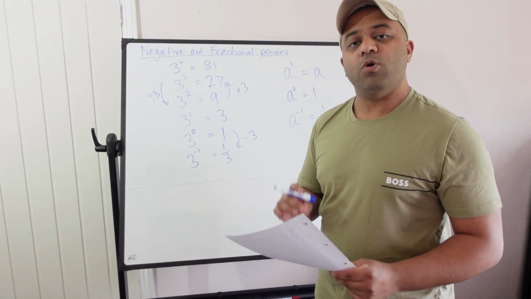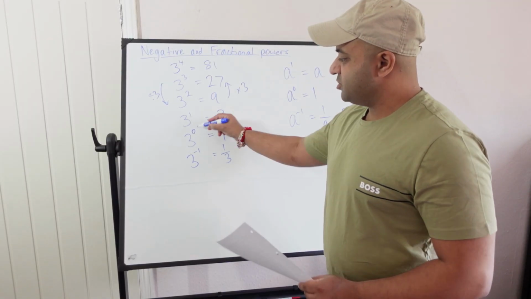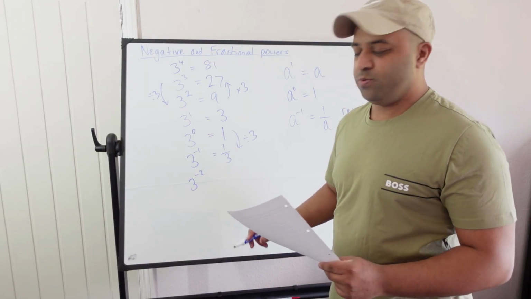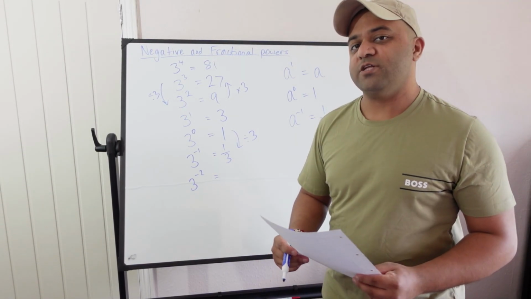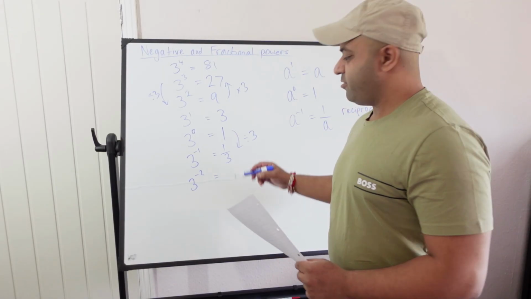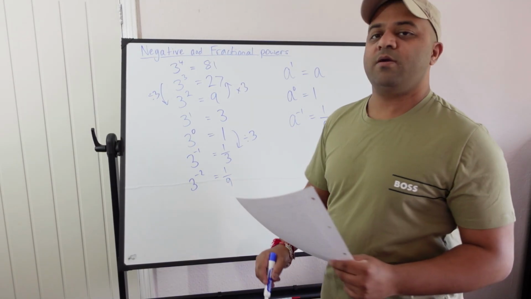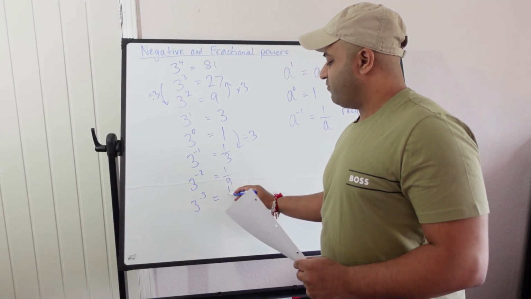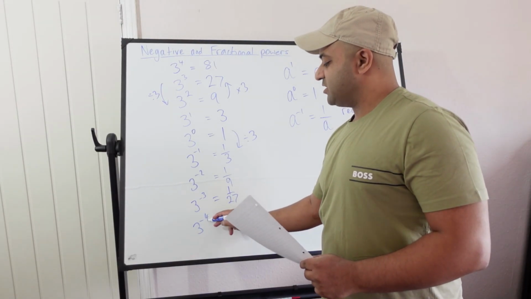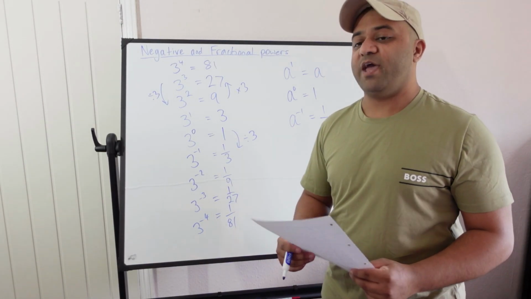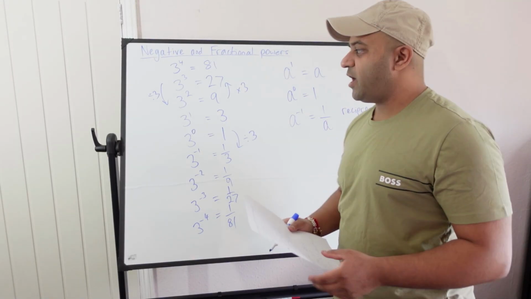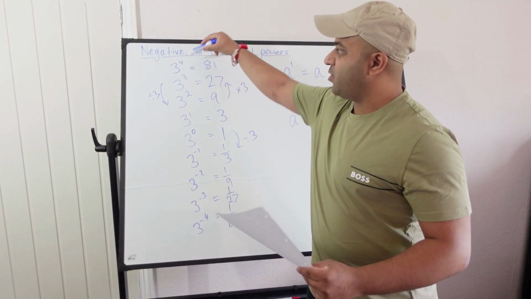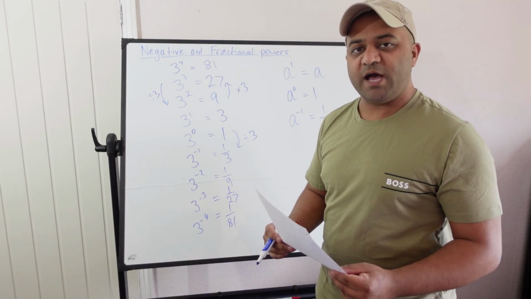We're not going to stop there, we'll carry on. Divide by 3 again. 0, negative 1. Now we have power minus 2. 1/3 divided by 3 is 1/9. Let's carry on. 3 to the negative 3 is 1 over 27. And 3 to the negative 4 is 1 over 81. So if you compare these negative powers with their positive counterparts, hopefully you can see the pattern.